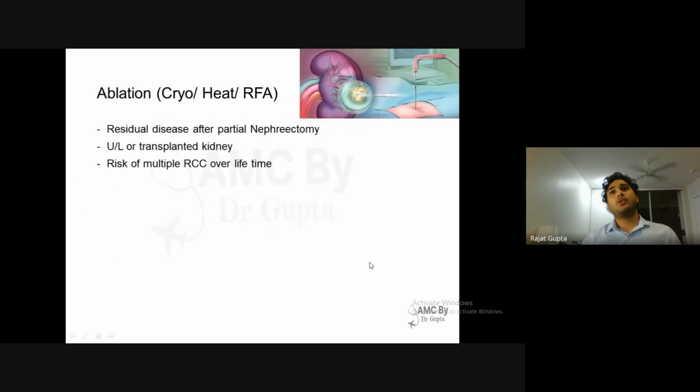If we are going for partial nephrectomy, to treat the rest of the tumor or margin we can go for ablation. The ablation can use cold temperature or heat: cryoablation and RFA. It is used in residual disease after partial nephrectomy, in a solitary or transplanted kidney with RCC, and when there is risk of multiple RCCs over a lifetime. We can use this ablation technique because we can't operate every time the patient has RCC. So yes.